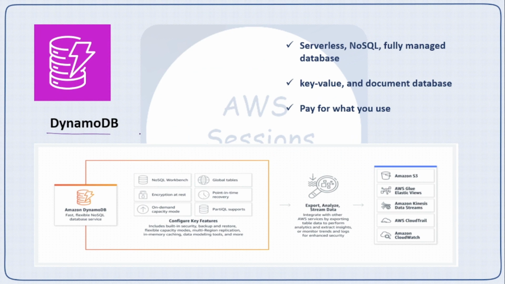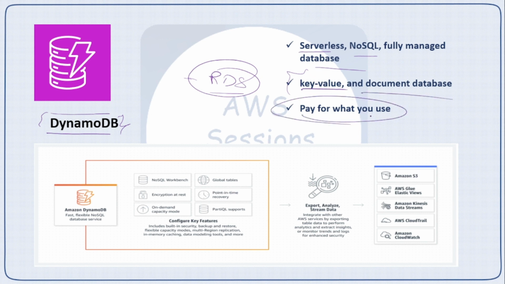DynamoDB. Previously we have seen one relational database service, RDS. There were different engines under it. But if we need a NoSQL database, there we have DynamoDB. It's a serverless, fully managed NoSQL database, and it stores data as key-value and document database. And again, you have to pay for what you use. So it's a NoSQL database and serverless.